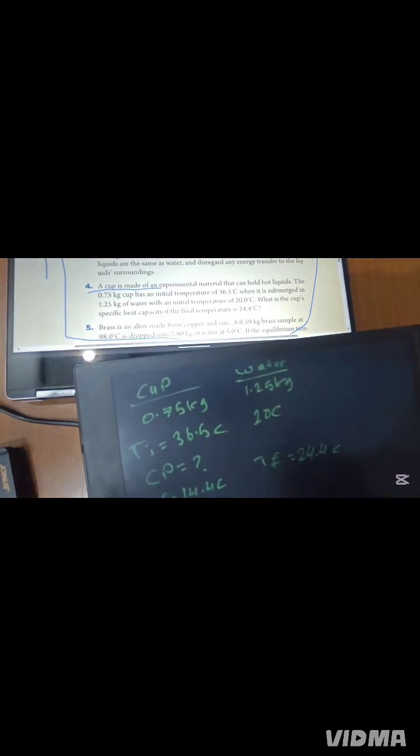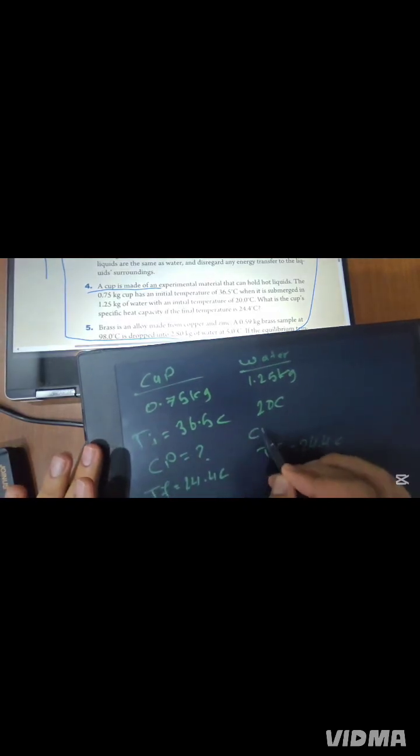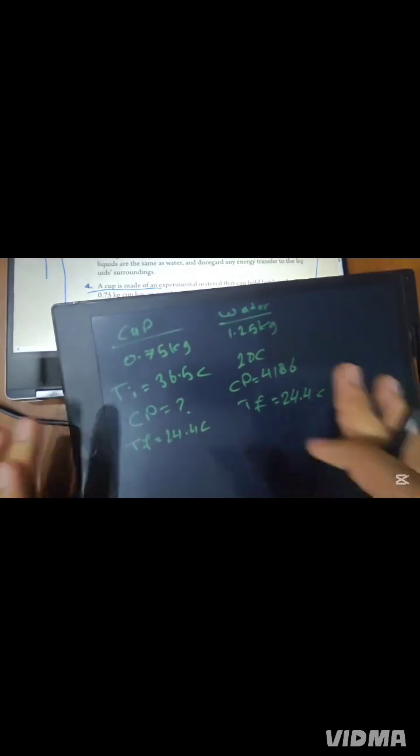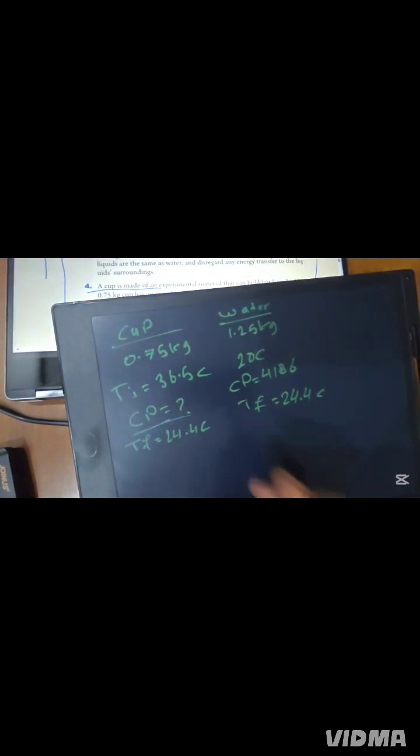So the final temperature every time is the same for both of them. Good. So easy now. We have to find the Cp of the cup, and we know the Cp of the water, 4186. So I think it's clear. Now the thing in here is different. Instead of finding the final temperature, in here we have the final temperature, but we have to find now the specific heat capacity of the cup. Good.